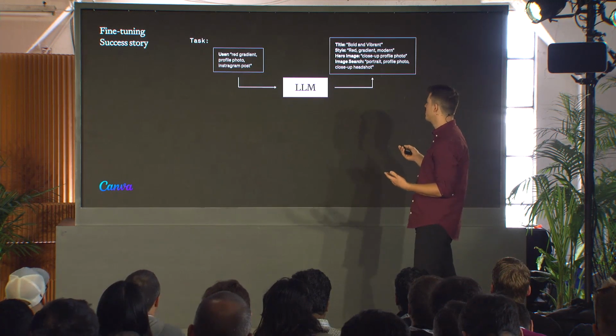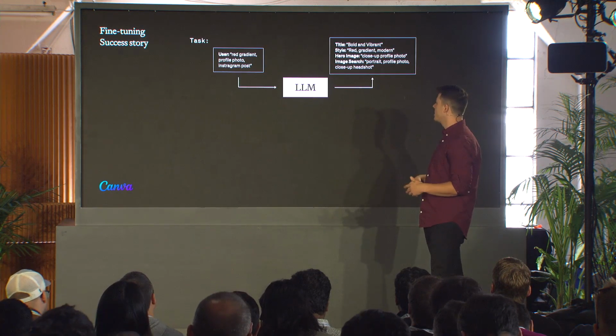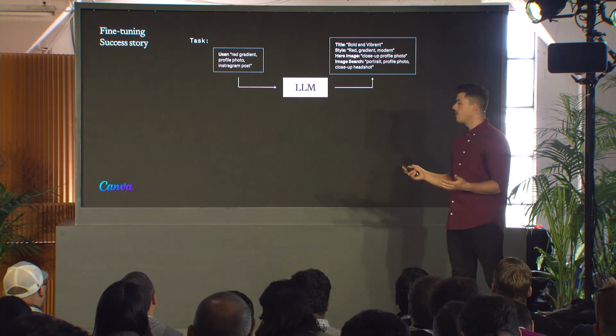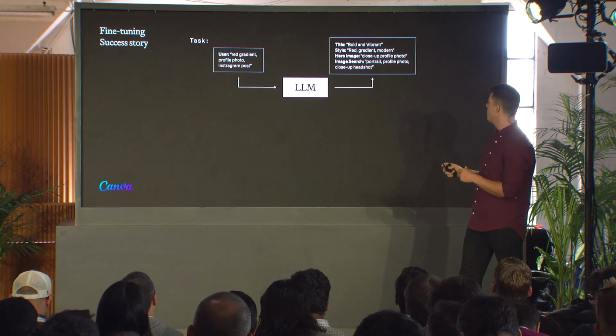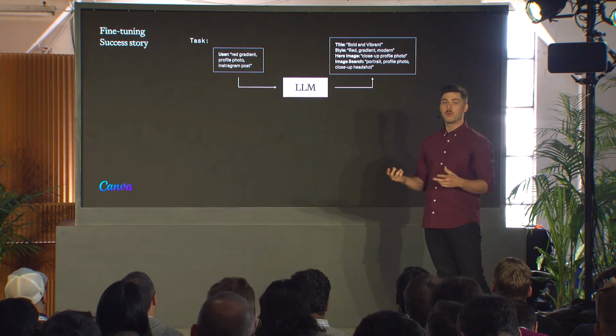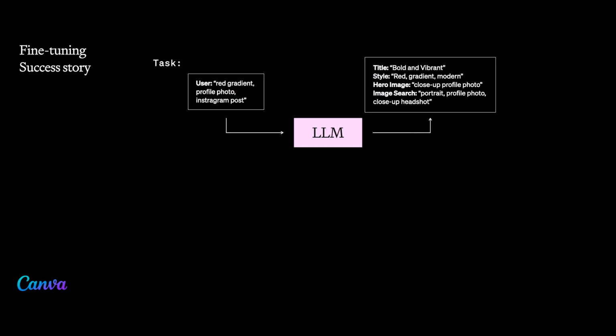So here the user says something like, I want a red gradient, I want a profile photo, maybe in the style of an Instagram post. It goes to the LLM, and it's supposed to output something very structured. It has a title, it has a style with a few keywords from a known set of keywords, it has a description of the hero image, and then it has an actual search that they would give to an image search engine to generate images for these full-size mocks.